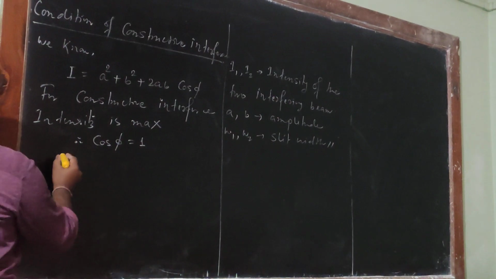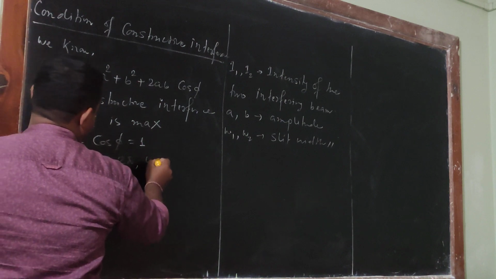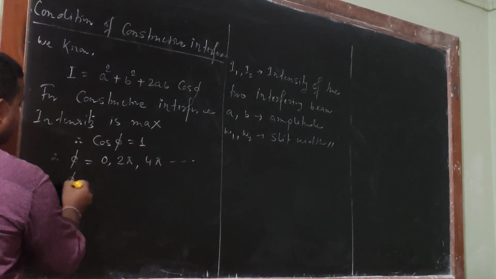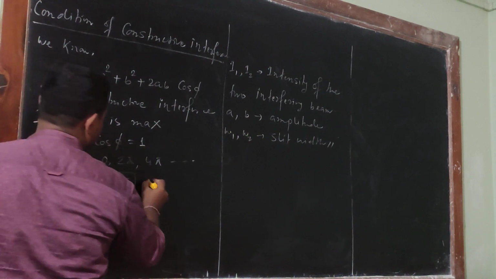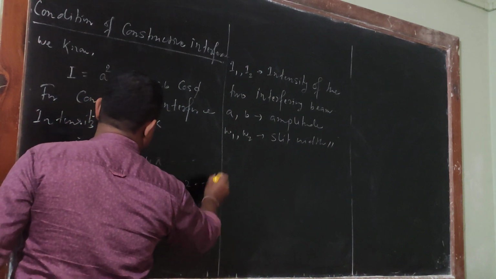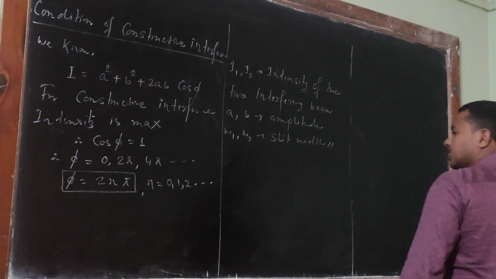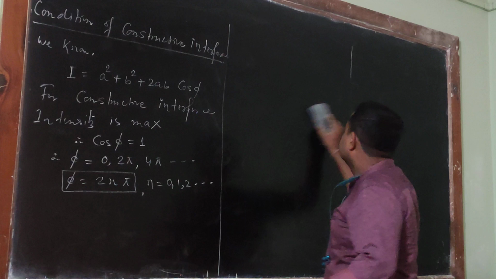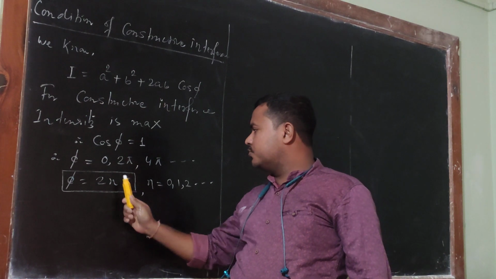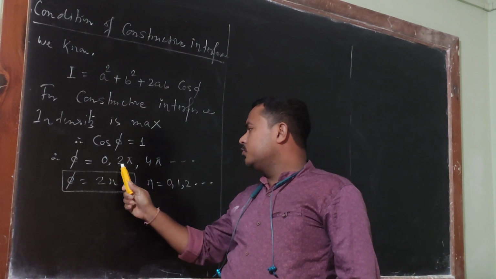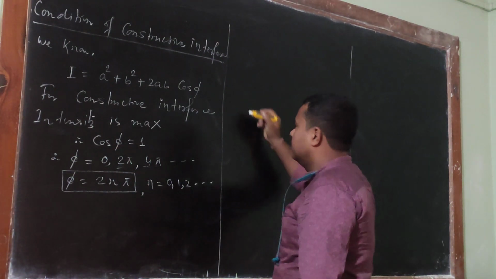Now cos phi equal to 1 means what will be phi? The phi will be 0, 2 pi, 4 pi, like that. Or you can write phi is equal to 2n pi. So here n is equal to 0, 1, 2, like that. This is the condition of constructive interference. You can say that for constructive interference, the phase difference between two waves should be an even multiple of pi. See, 0, 2 pi, 4 pi, like that. So this point you have to remember.